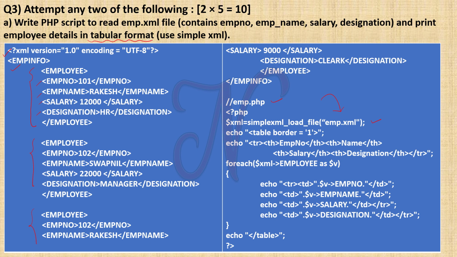Here we use the HTML table tag. This is your table tag syntax. By using tr and th we set the header column names. Then by using foreach, as there are 3 employees, each employee object goes to $v. In the first object there are the employee number, name, salary, designation. These 4 contents are printed in separate columns. Again they go to the second row, third row, fourth row. Here we close the table tag. So this is the program where we print the details in tabular format.